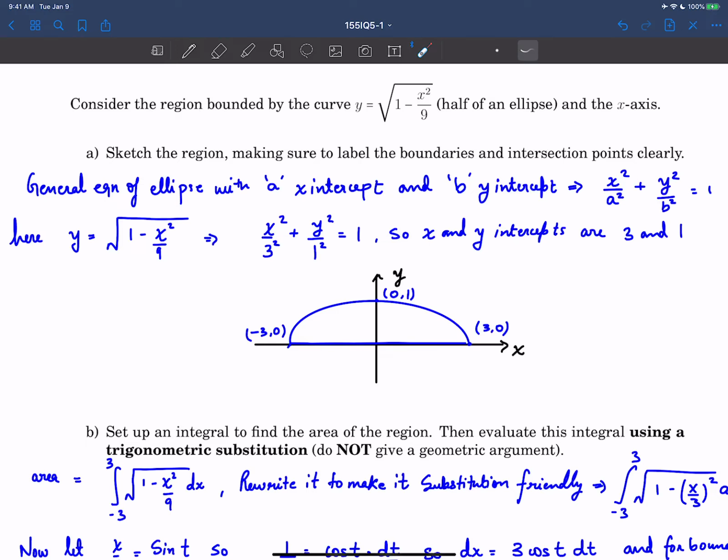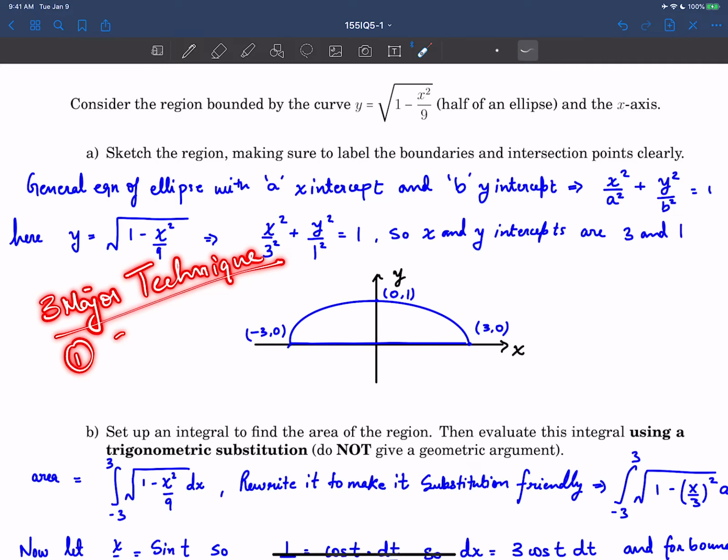Now what they want you to do is set up an integral to find the area of the region. So first of all, we got to set it up, and then we got to evaluate it using a trigonometric substitution. Okay, so they're very specific here. They're specifying a method and a specific approach you should take in that method. And I just want to take a step back and talk about this for a second. So generally speaking, in your course, you will have 3 major techniques when it comes to solving integrals. Okay, 3 major techniques. The very first one is the substitution.